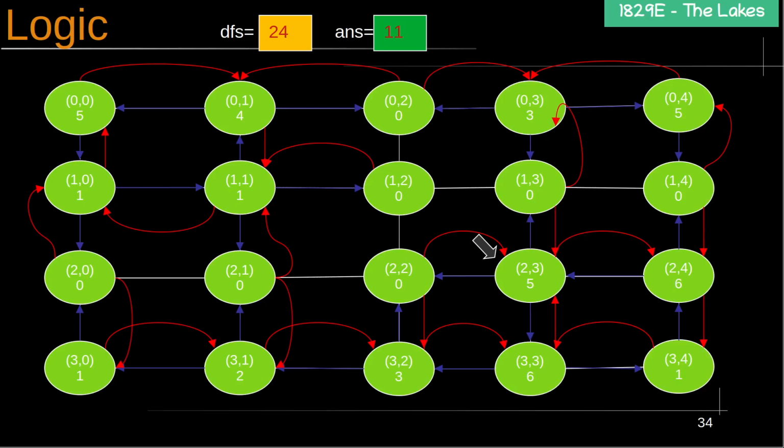Now our starting point is completely explored. So we update our maximum, our answer here, to the maximum between the result of DFS from that point and the previous result, which is 11. So now the result will become 24.